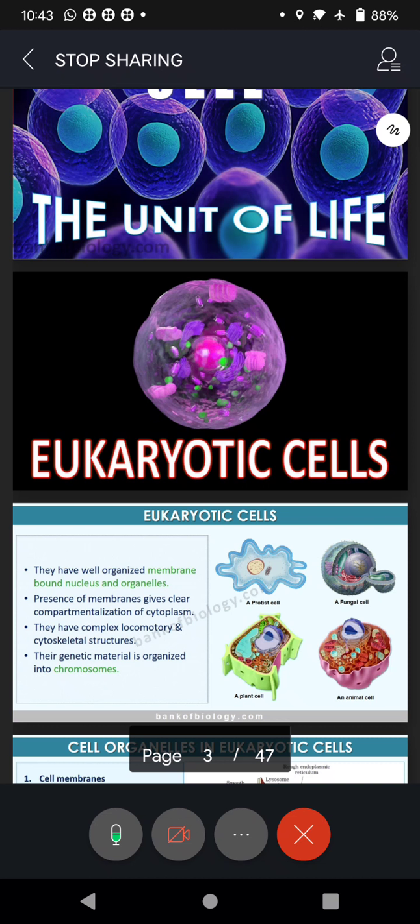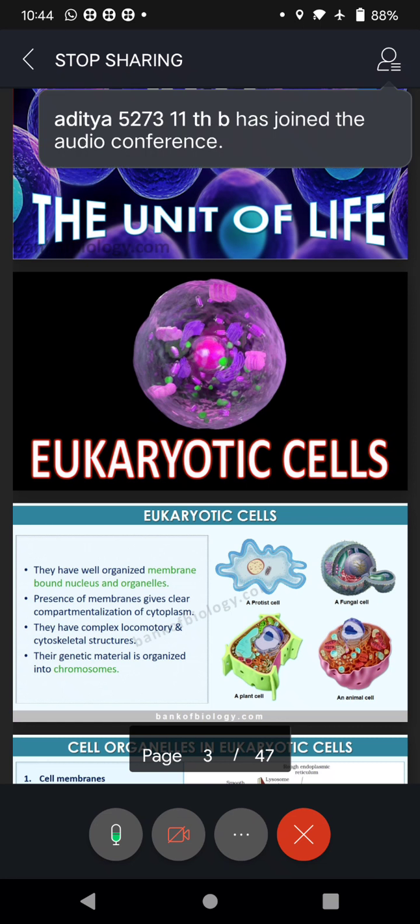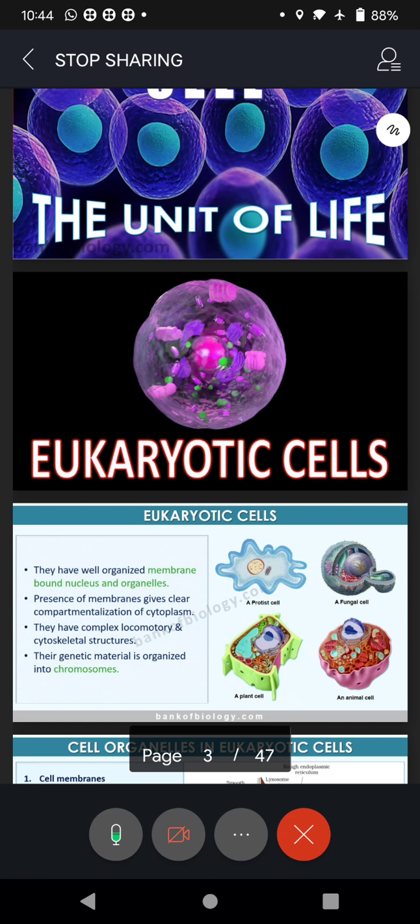So as I said, Eu means clear, well defined, that can be observed. What is to be observed? Karyon means nucleus. So eukaryotic cells are those cells in which the nucleus can be seen very clearly, and it is a well-defined one. When we say well-defined, it has its nuclear membrane.